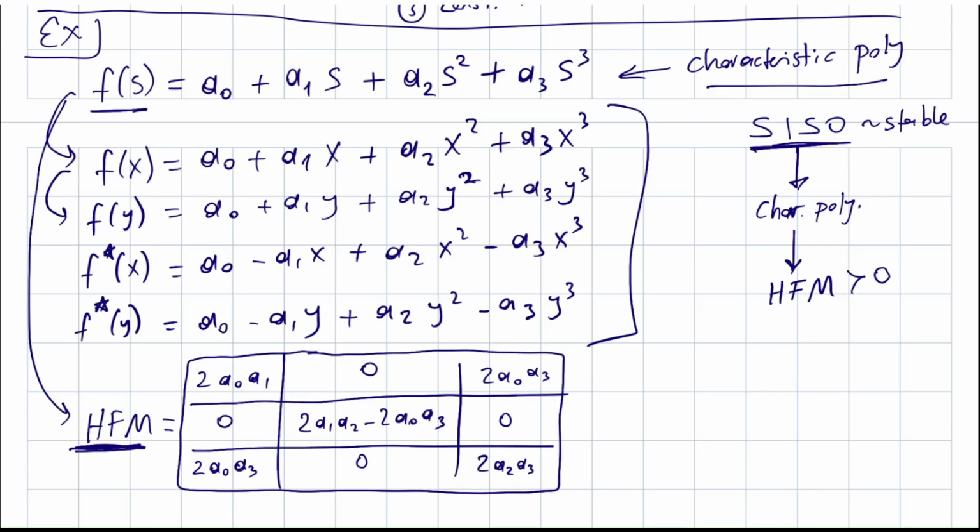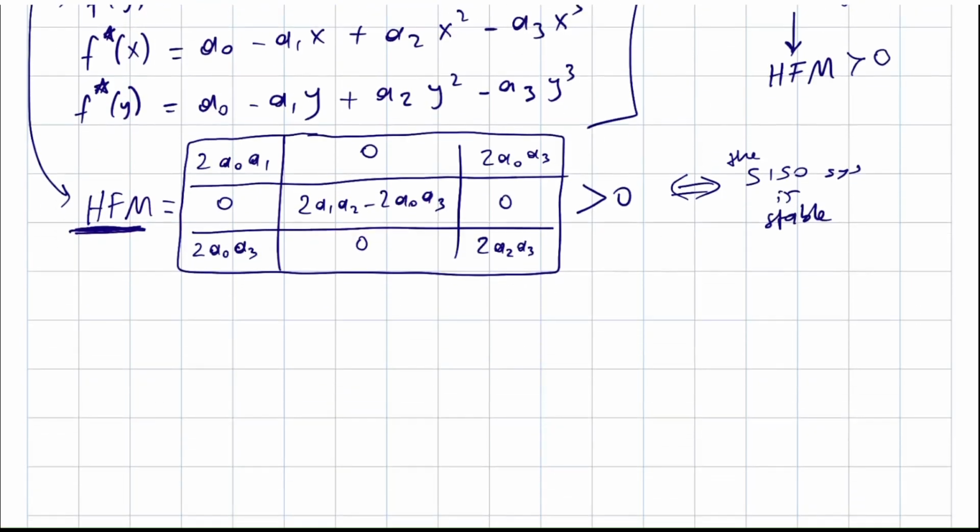All right, and this is positive definite if and only if our SISO system is stable. Okay. So what is the use of constructing our Hermite-Fujiwara matrix? It is this.